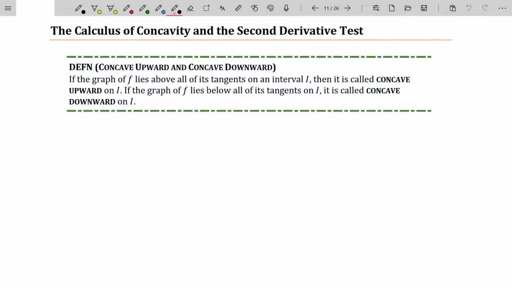Hello, my name is Roy Simpson, professor of mathematics at Cosumnes River College in Sacramento, California. This video is a continuation of graphing using calculus. You should have already watched my videos on the increasing-decreasing test and the first derivative test for graphing. And now we're going to start talking about second derivatives and concavity.